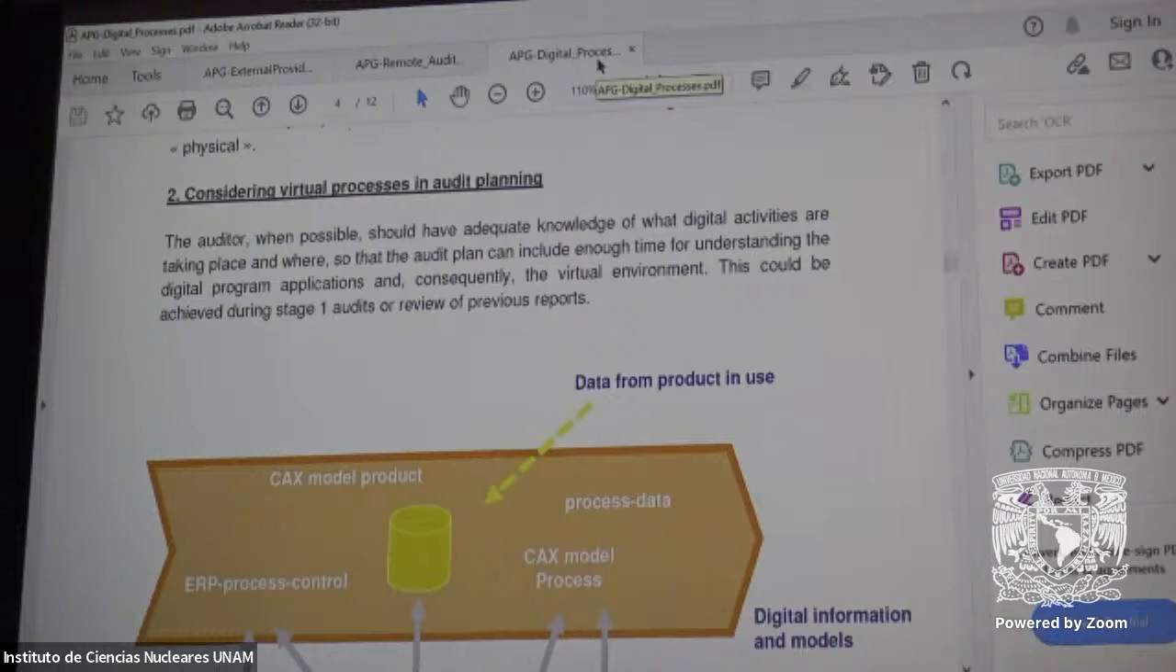Si le podemos pasar el micrófono, ¿de dónde anda? A Luz.